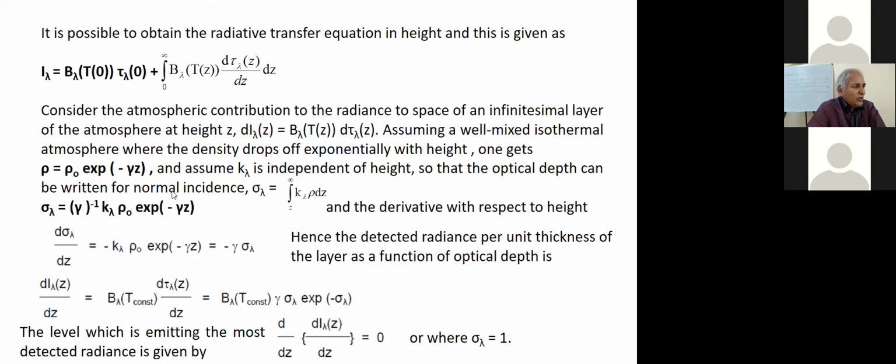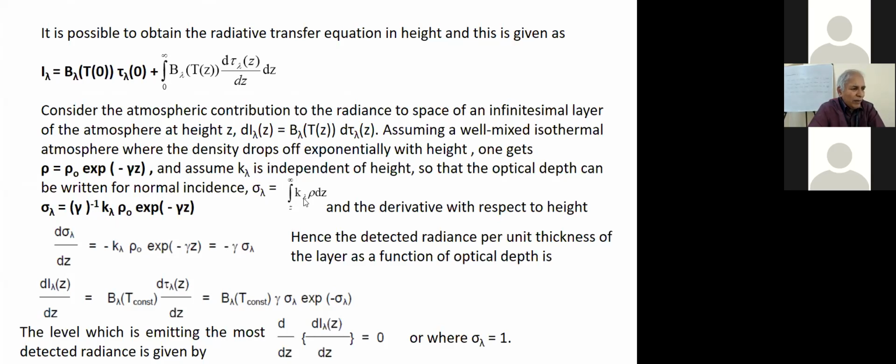Assuming that I have an isothermal atmosphere where the density drops off exponentially with height, let's assume that the density variation is rho equal to rho naught exponential minus gamma z, where gamma is a constant, and I'll assume k lambda to be independent of height. So the optical depth I can now write like this.